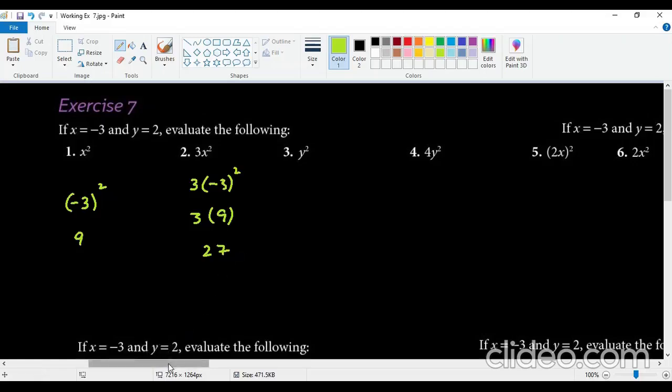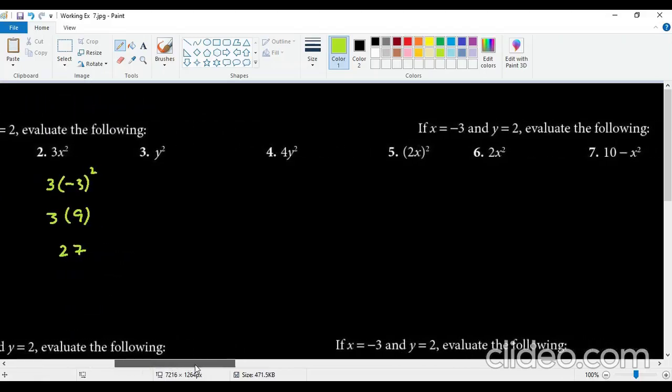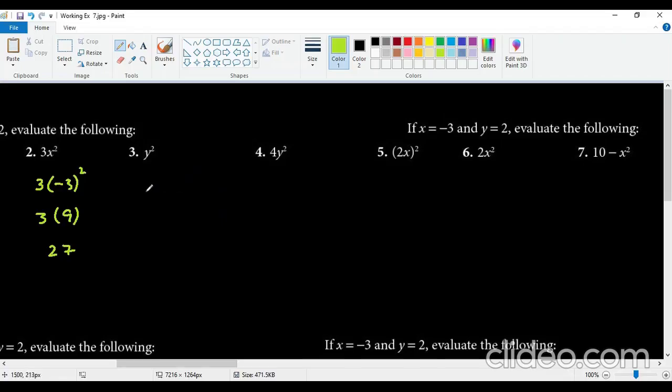When it comes to question number 3, it says y square. That means 2 square is going to give you a 4, which is your answer. Now here 4 is multiplied by the value of y square. That means it's going to be something like this: 4 times 2 square. That means 4 is multiplied by 4 itself. That means 16 is going to be your final answer.